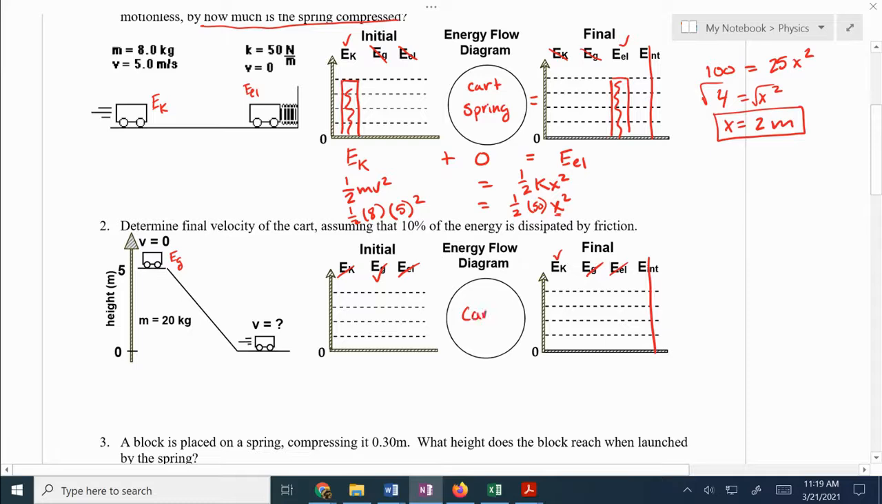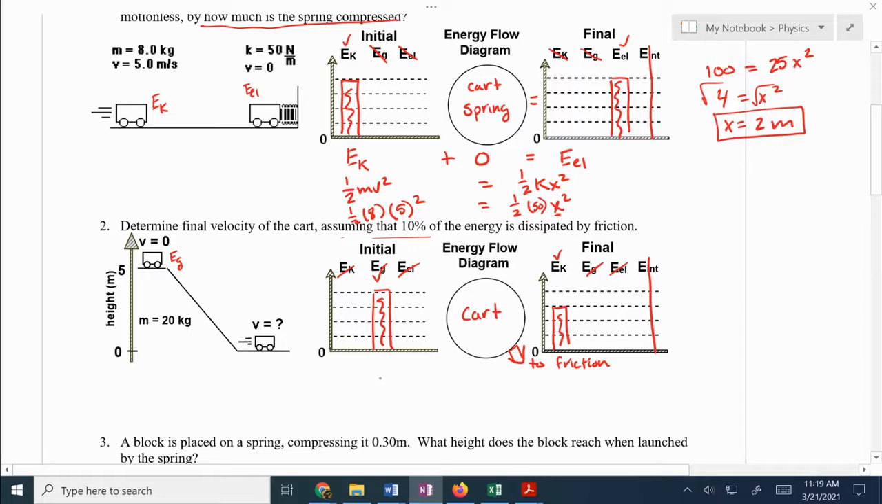It appears that the only thing we're going to put in the system is the cart. So that's going to start us off with some gravitational energy here, again with 4 bars. It says assuming that 10% of the energy is dissipated by friction, so we are losing some energy to friction. I'm just going to put a little 1 bar of energy leaving and label that friction. And so that leaves me 3 bars of kinetic energy.